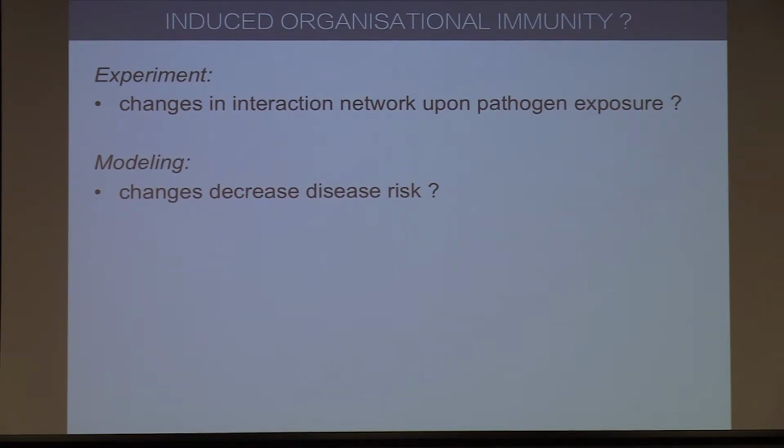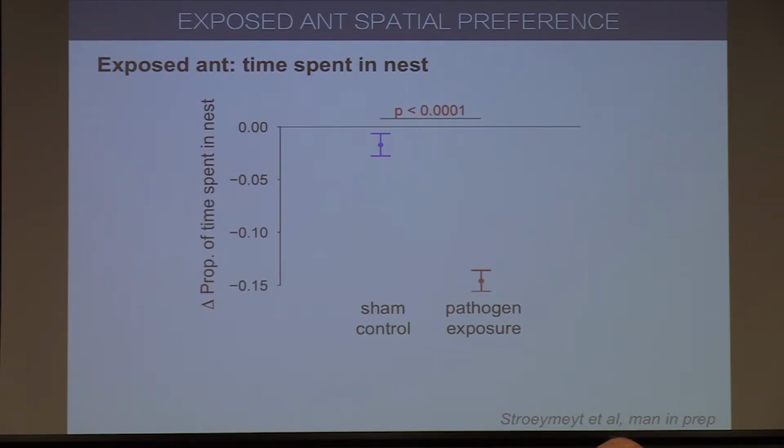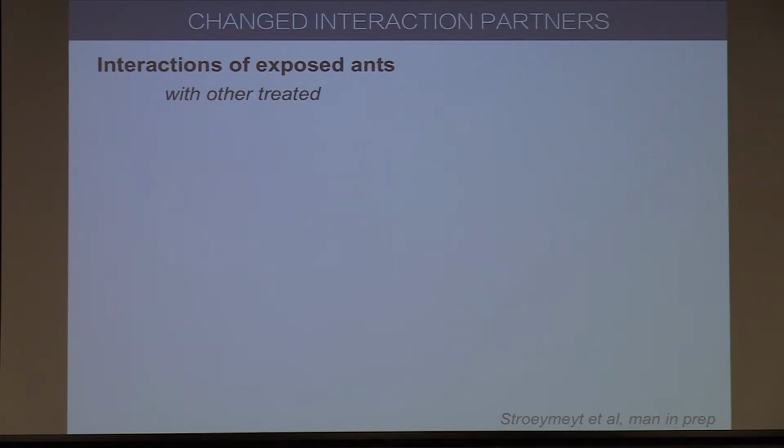And so what you can do is you really have the experimental data, and Natalie has also been performing quite a lot of modeling based on this to see whether these changes would predict a decreased disease risk. So I will show you a few of our experimental data. Again, we found that the exposed ants changed their spatial preference. If you look here at the time that this individual spends in the nest, you can see that it is much less time under pathogen exposure, so they go out more to the foraging arena. And they also change the type of interaction partners that they interact with.